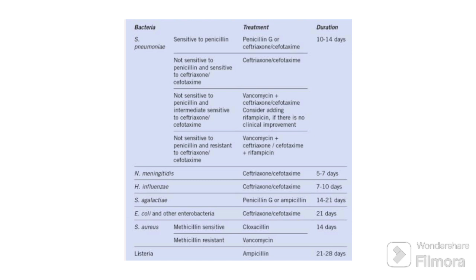For Streptococcus pneumoniae not sensitive to penicillin and resistant to ceftriaxone or cefotaxime, vancomycin, ceftriaxone or cefotaxime plus rifampicin is given. You can pause the video and read the full treatment plan.